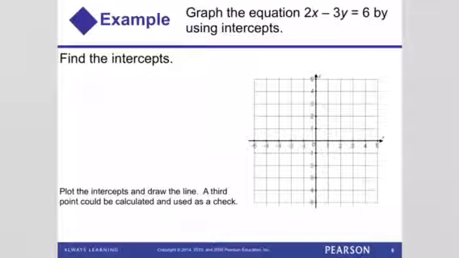So one reason why the intercepts are so sweet is because we can graph really easily with this. So here's an example. Oops, sorry.